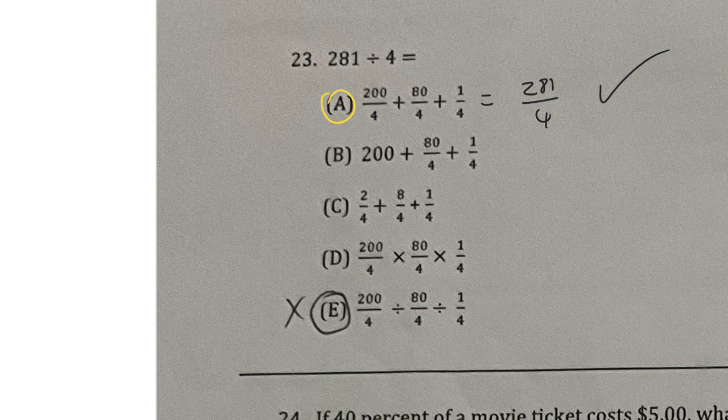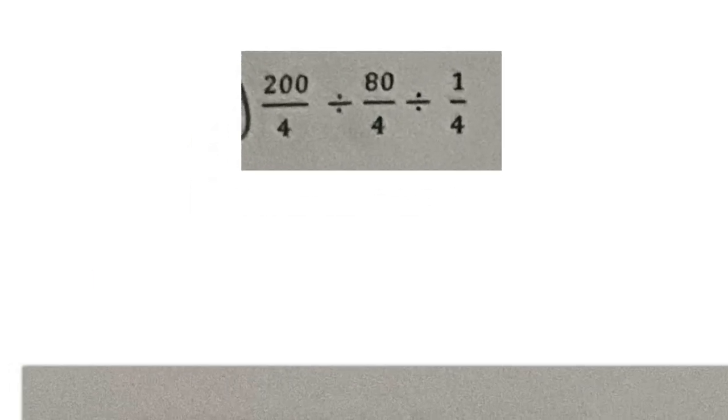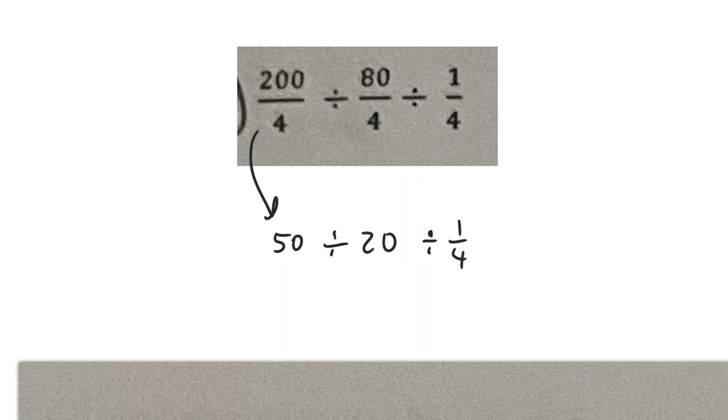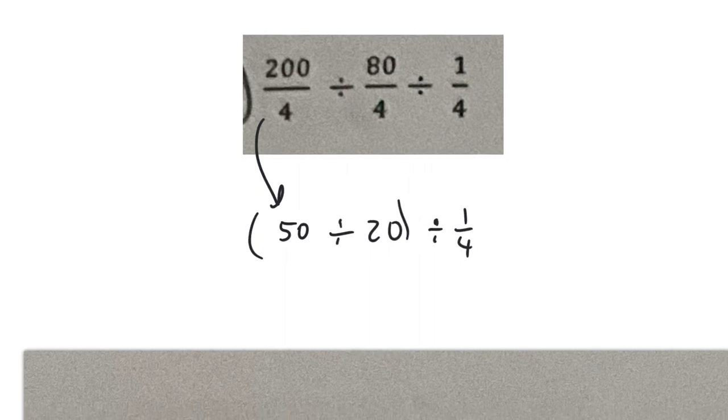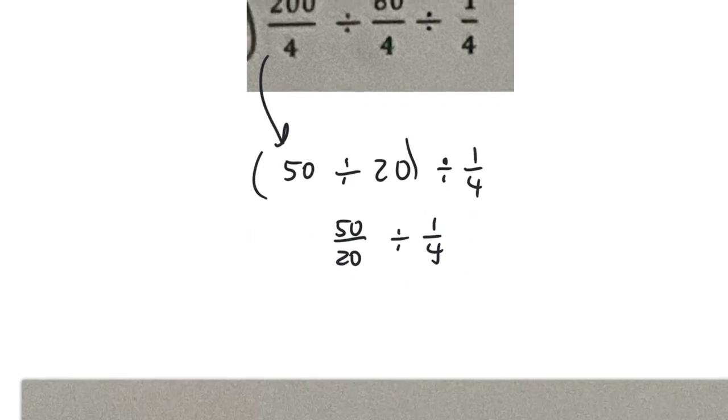Looking at answer choice E, that would be 200 divided by 4. We could actually kind of work that out right now. That's going to be 50, since 80 divided by 4 is 20, and then it's going to be that divided by 1/4. Now, if we take into account this part, 50 divided by 20 is really 50 over 20. We can say divided by 1/4. And 50 over 20 would reduce to 5 over 2 divided by 1/4.